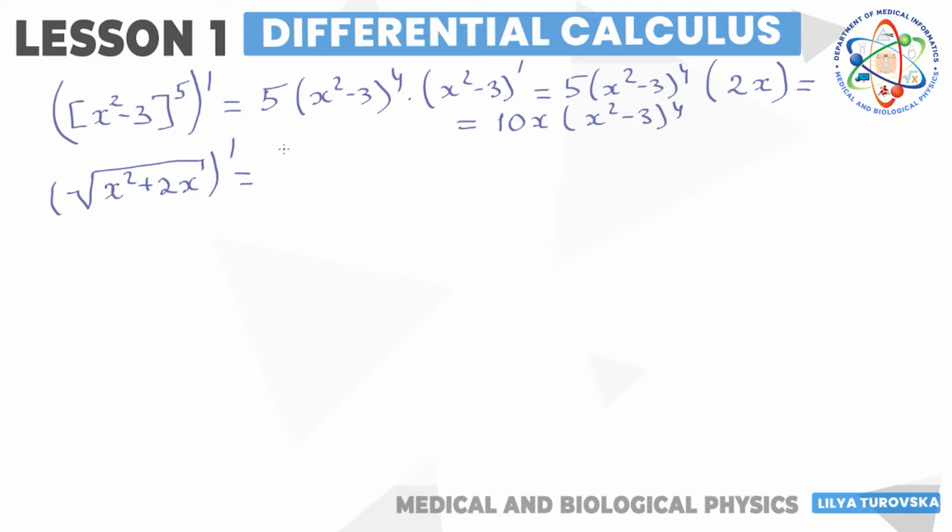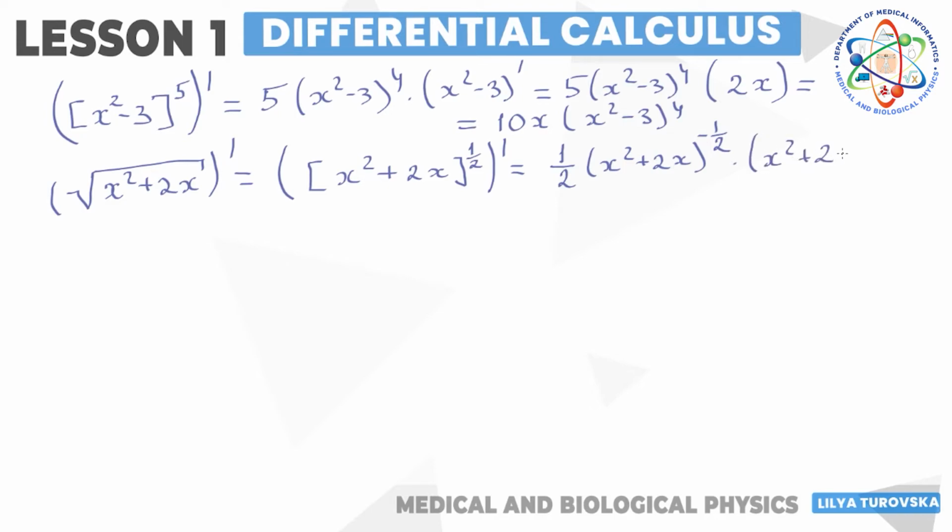Before we find the derivative, we can simplify it. We can rewrite it as x squared plus 2x raised to the 1 over 2 power, and for the derivative, again, we use the power rule. We have 1 over 2 times x squared plus 2x to the power 1 over 2 minus 1, which is negative half, and multiply by the derivative of the internal function.